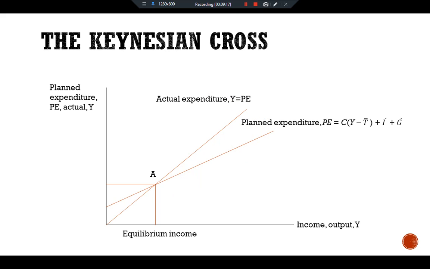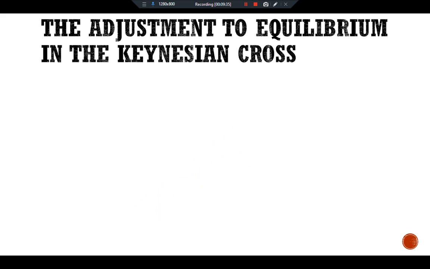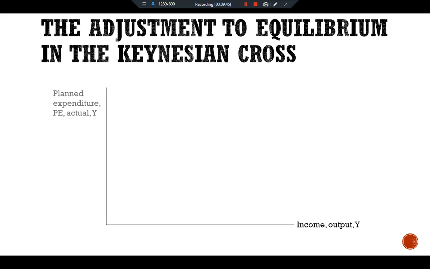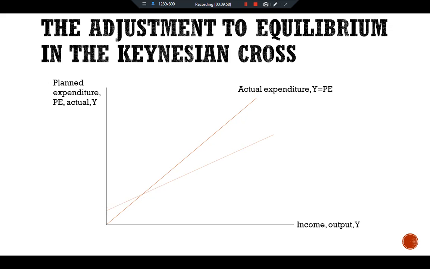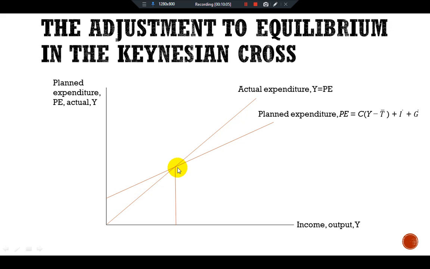For example, suppose the economy finds itself with GDP at a level greater than the equilibrium. What does the economy do? Let's see another graphical presentation for that: the adjustment to equilibrium in the Keynesian cross. We have income output on the x-axis, and expenditure, planned and actual, on the y-axis, and the 45-degree line which represents actual expenditure. The planned expenditure curve intersects our actual expenditure at this point, and this is our equilibrium income point.